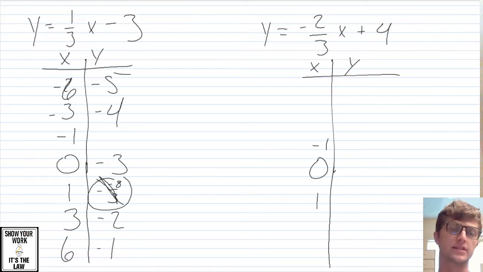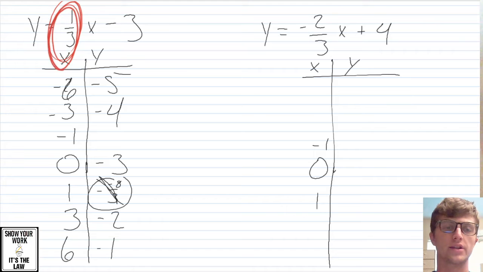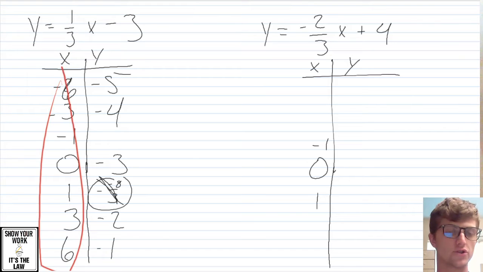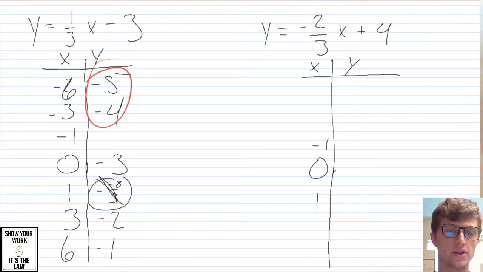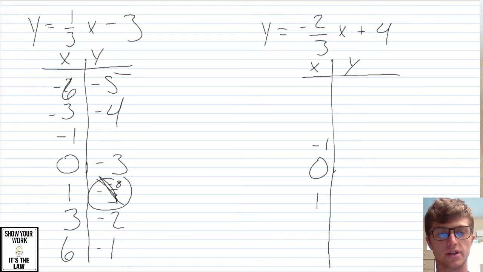But the rule is, if we have a fraction here and we need to do substitution, and we get to choose our variable, choose numbers that are multiples of our denominator, because that will give us whole numbers as a result. So we have our ordered pairs: -6, -5; -3, -4; 0, -3; 3, -2; and 6, -1. I'm going to graph those on the next slide, and you'll see what that looks like.